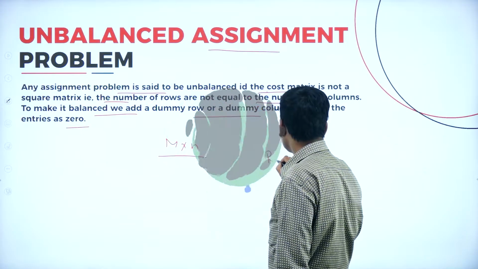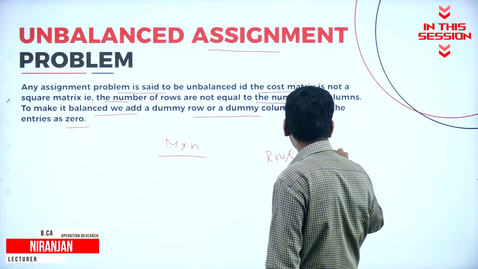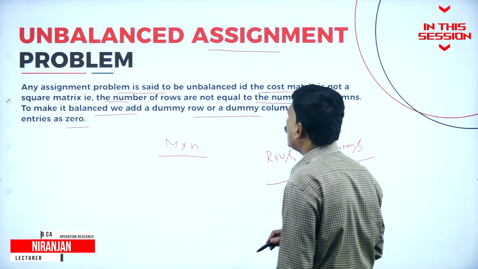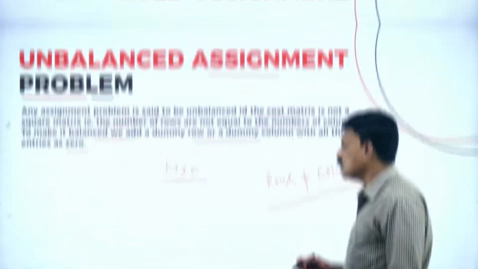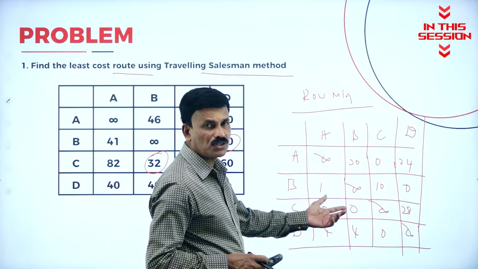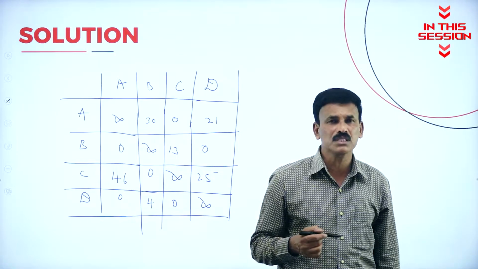If the number of rows is not equal to the number of columns, then the problem is said to be an unbalanced assignment problem, whereas in the second column 0 is the minimum value. If you subtract 0 from any number, you will get the same number. If zeros covered is equal to the order, then the problem is optimized.